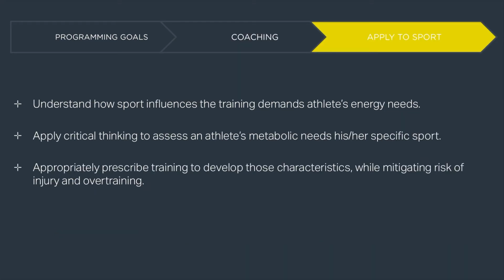Finally, with regards to application to sport, we have to understand how sport influences the training demands of the athlete's energy needs. We have to apply critical thinking to assess an athlete's metabolic needs for his or her specific sport. And we need to appropriately prescribe training to develop those characteristics while simultaneously mitigating the risk of injury and overtraining.